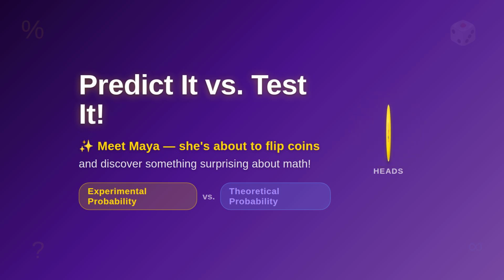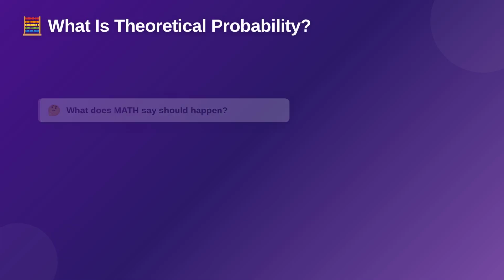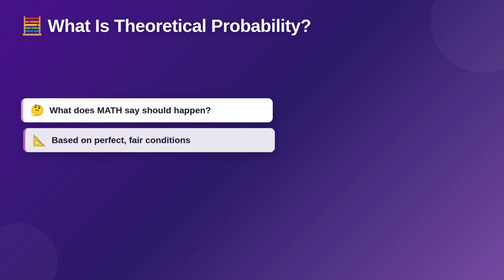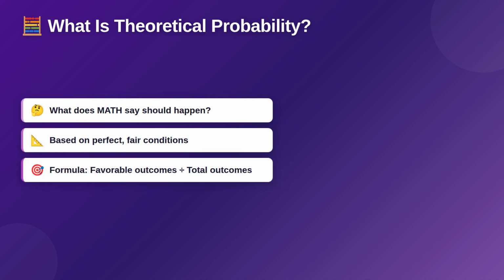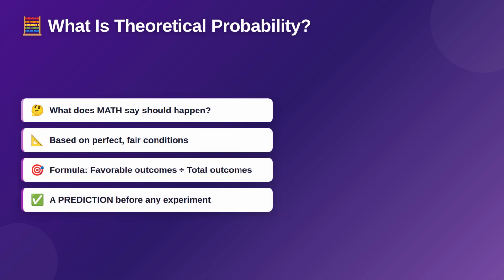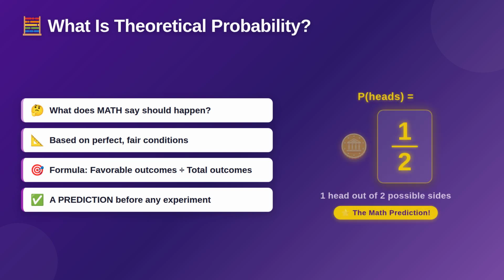That's what today's lesson is all about: experimental versus theoretical probability. Let's find out what Maya discovers. So Maya asks herself, before I even flip this coin, what does math say should happen? That's theoretical probability. It's what we predict will happen based on perfect, fair conditions.